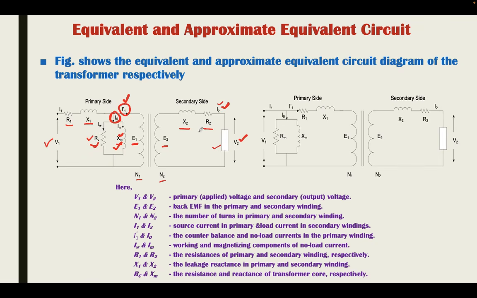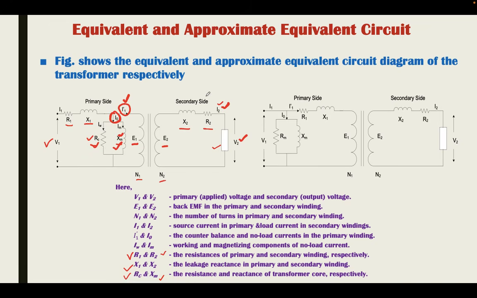Now, considering the primary and secondary, the resistance of the primary winding is represented as R1 and the resistance of the secondary winding is R2. The leakage reactances are X1 on the primary side and X2 on the secondary side. RC is the core resistance and XM is the reactance of the core of the transformer. Now, this is known as the equivalent circuit diagram of the transformer.